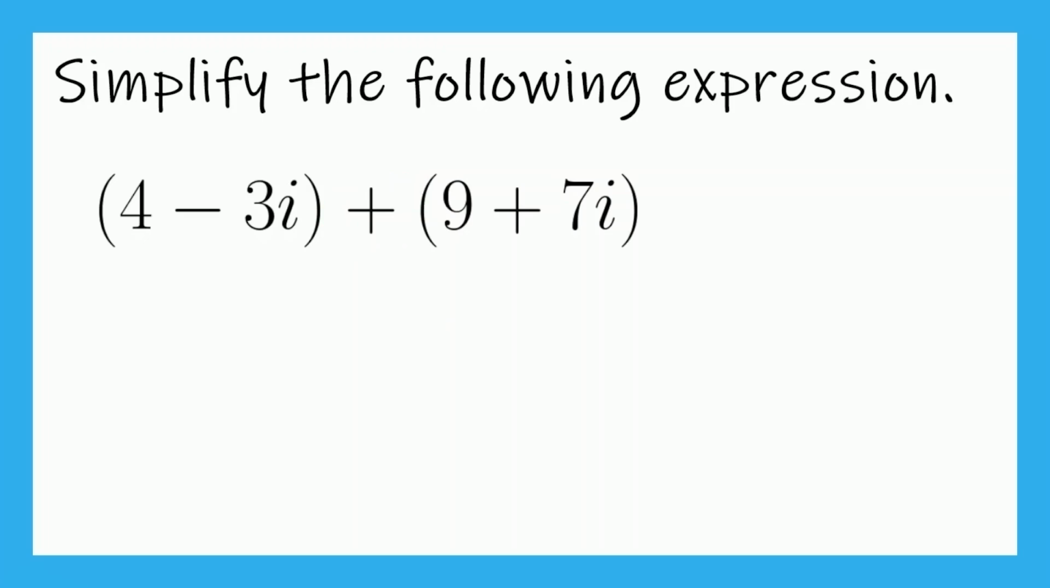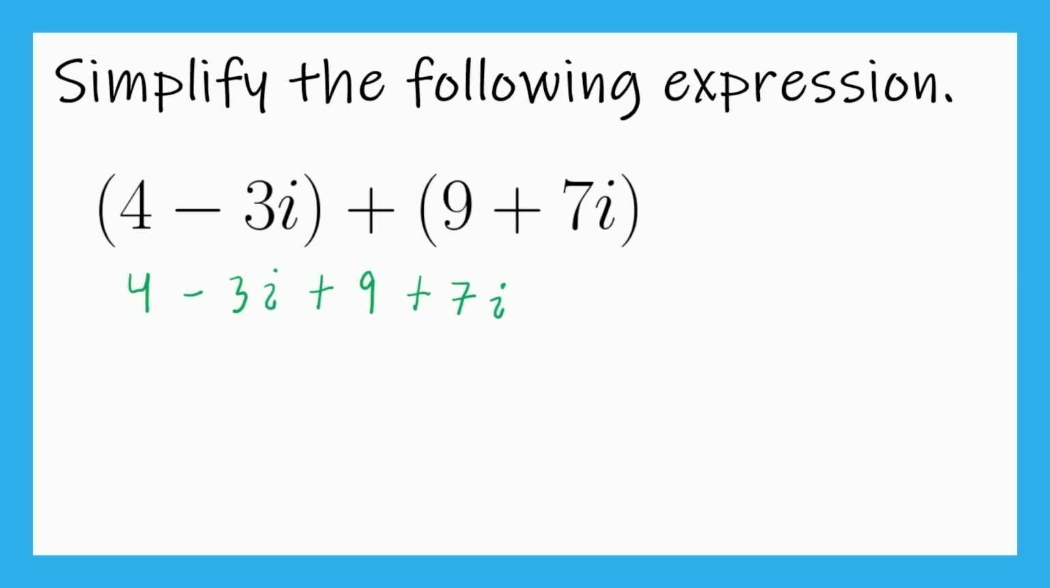For example, if we have a minus right here, then we need to distribute that negative, and we'll do an example like that here in a minute. So first of all, let's rewrite all this with no parentheses. So we have 4 minus 3i, and then we have plus 9 plus 7i.